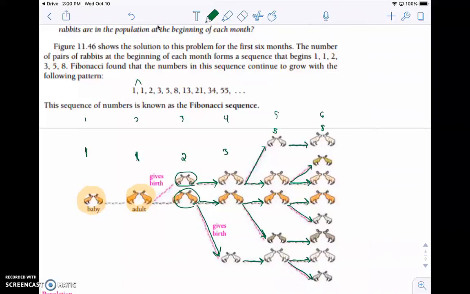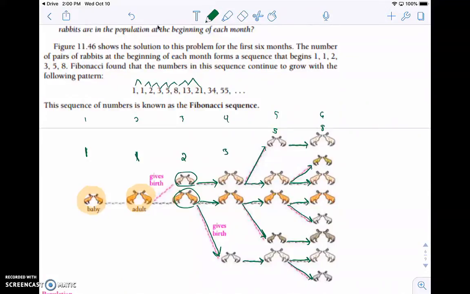And notice that here, if I take 1 plus 1, I get 2. If I get 1 plus 2, I get 3. 2 plus 3, I get 5. 3 plus 5, I get 8. 5 plus 8, I get 13. 8 plus 13, I get 21. And so on and so forth. And so the Fibonacci sequence is what this is called.